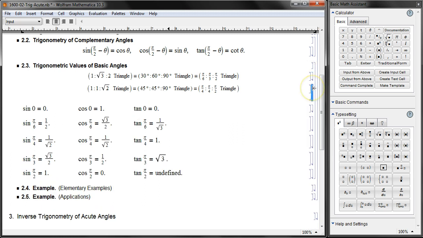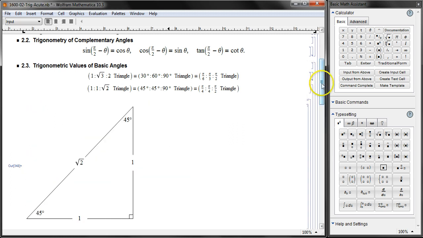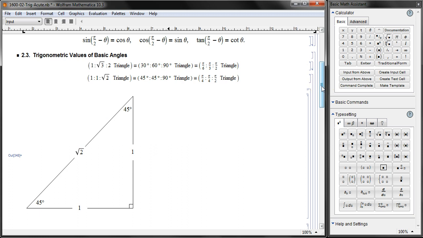Here's another picture. This time it is the 1, 1, square root of 2 triangle, and this is a right isosceles triangle. 90 degrees, 45 degrees over there, 45 degrees over there. So we have the isosceles triangle. This and that length must be the same. So let's take 1 and 1. Use the Pythagorean theorem and you get square root of 2 here.